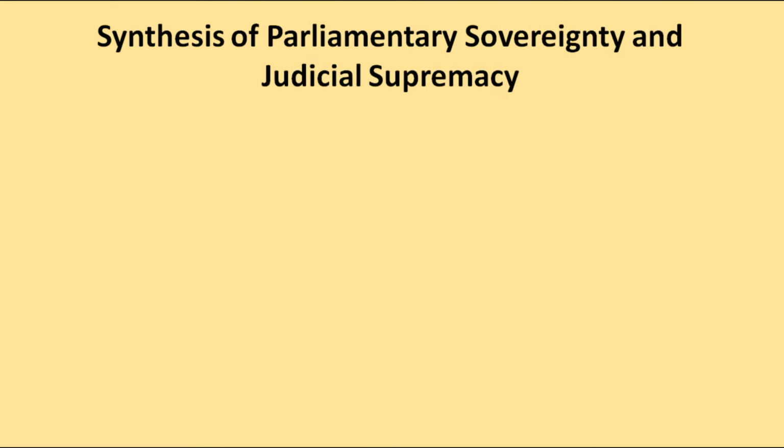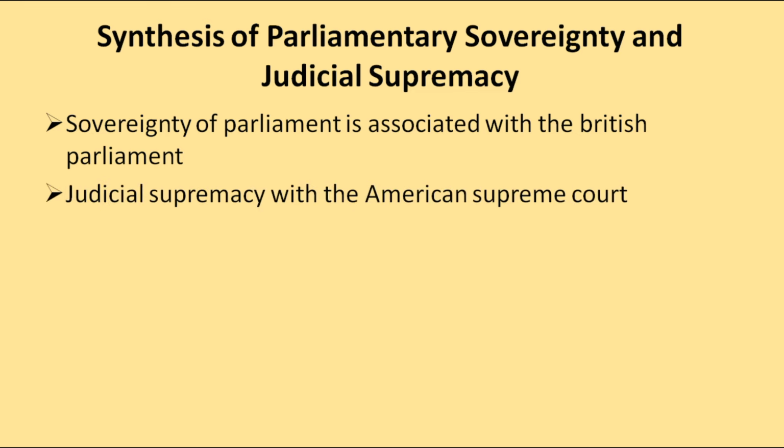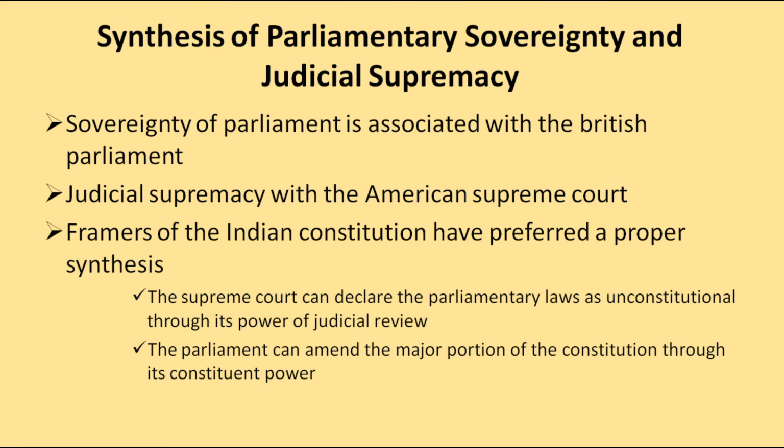Next, synthesis of parliamentary sovereignty and judicial supremacy. Sovereignty of parliament is associated with the British parliament and judicial supremacy comes from the American Supreme Court. So we prefer a proper synthesis of both. The Supreme Court can declare parliamentary laws as unconstitutional through its power of judicial review. Parliament also can amend the major portion of the Constitution through its constituent power.